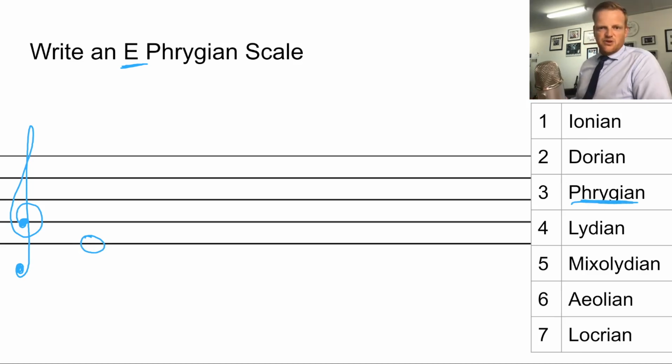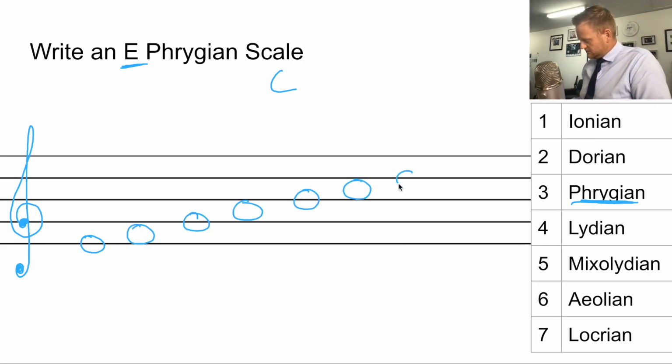Phrygian is the third mode of something, right? So what is E the third of? That's what we're trying to work out. E is the third of C major. So I've started with an easy one, I'm just going to write out C major, but starting from E. And that's it. I've written the E Phrygian scale, which sounds fancy. This might sound a little bit like a flamenco type of sound, perhaps.